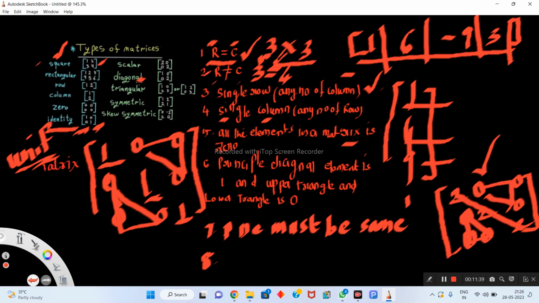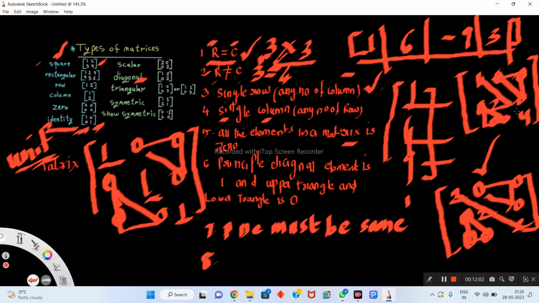Okay, diagonal matrix. What is diagonal matrix? The diagonal elements must not be same and must not be 1, means you should not have 1 in diagonal element, and you should not have same numbers, like 1 0 0, 0 2 0, 0 0 4. This is a diagonal matrix where upper triangle element and lower triangle element are 0, and the principal diagonal elements are having only some values, is known as a diagonal matrix.